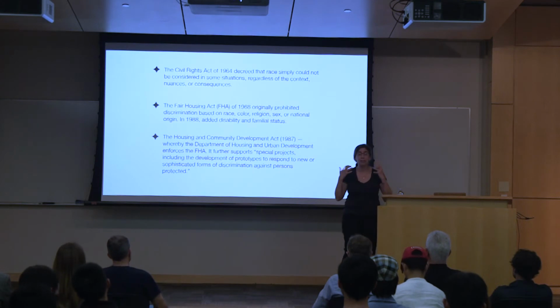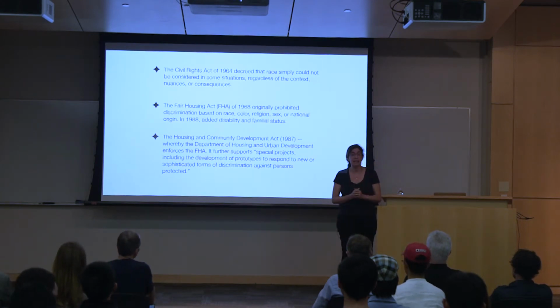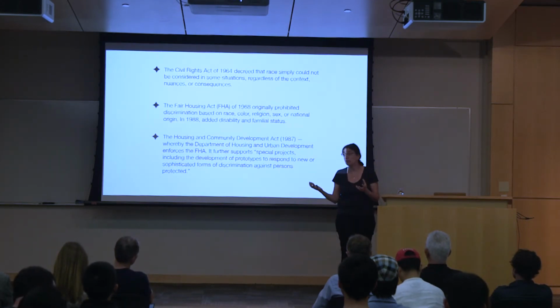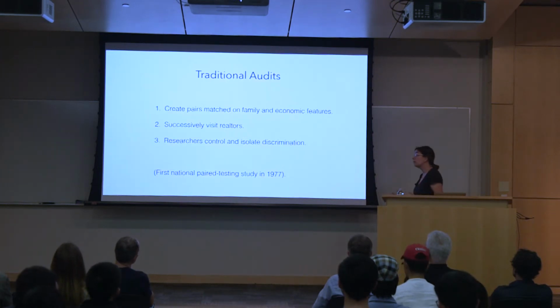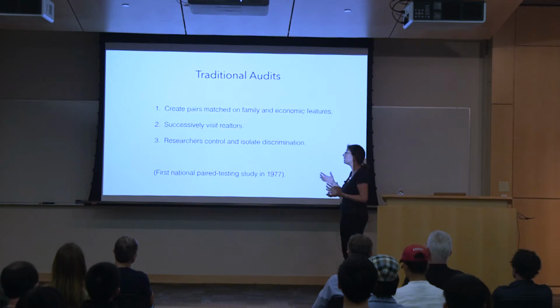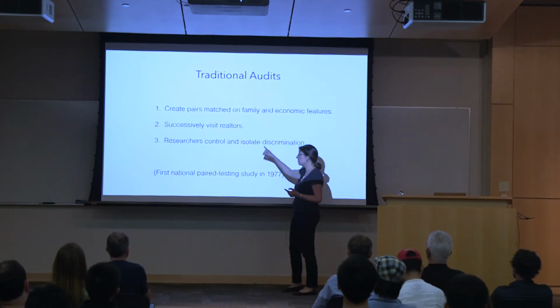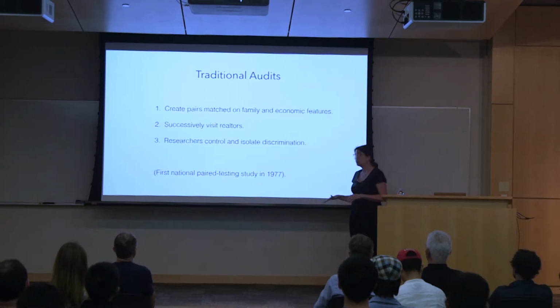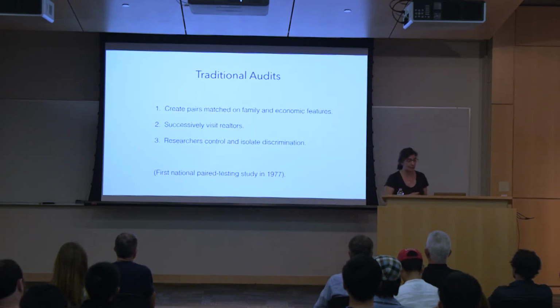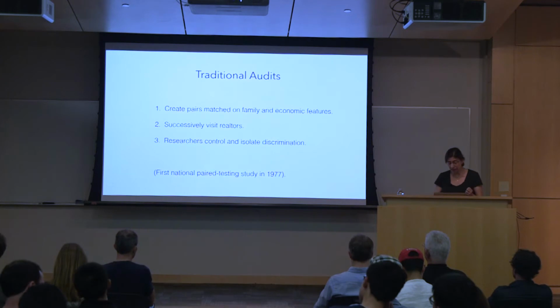So there already is a practice for this in housing today. Can we do something like this online using algorithms? The traditional audit today goes like this. People create matched pairs on family and economic features. These pairs successfully visit realtors, and the researchers control and isolate discrimination. The first case of this happening was in 1977. And this still happens today.